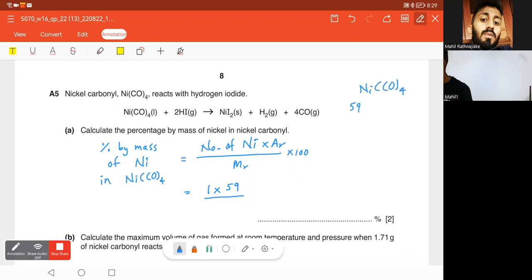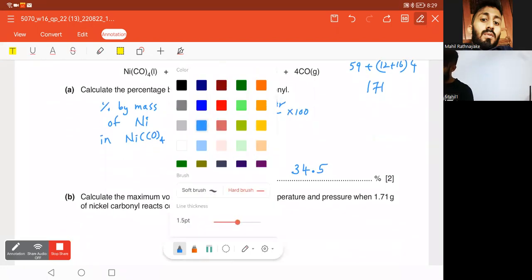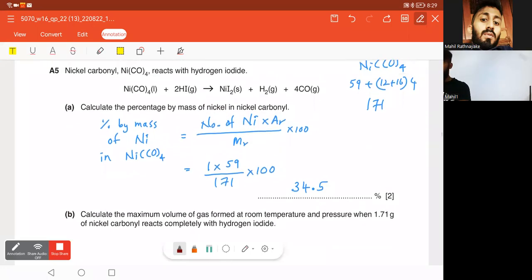59 plus 12 plus 16 into 4. Can I know the answer? 59 over 171 into 100. What's the answer? 34.5. AR means relative atomic mass. You will have to get it from the periodic table. MR means relative molecular mass. Okay.